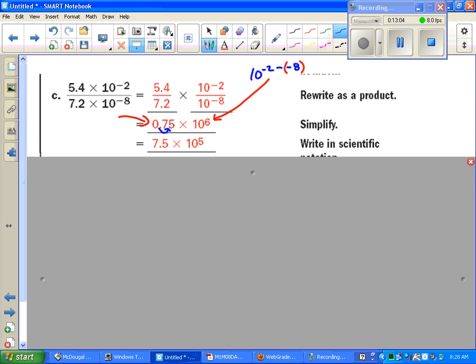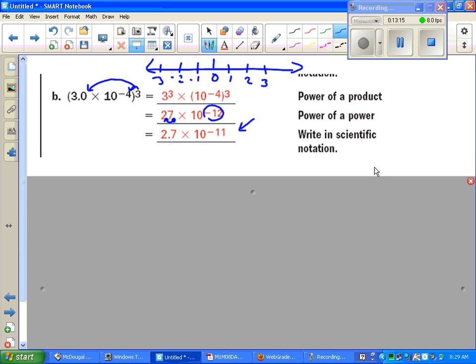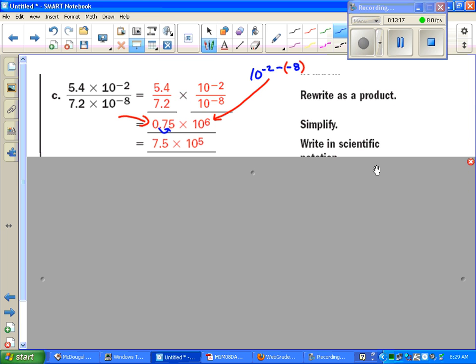7.5. It works backwards from when you're doing it the other way. If we move it to the left, it gets larger, like the last one went from the negative 12 to the negative 11. This one, it moves to the right. It goes from 6 to 5. It gets smaller.